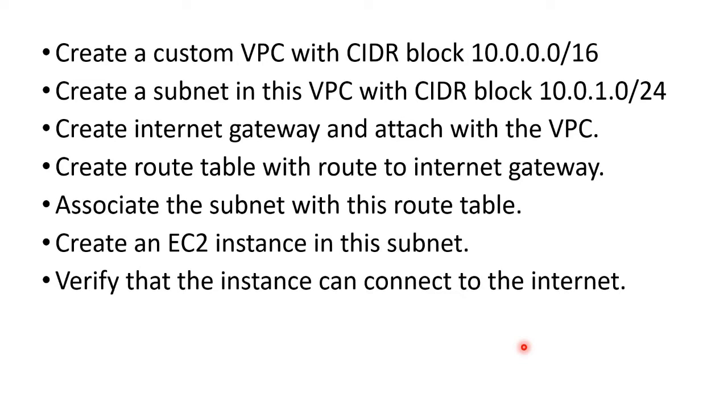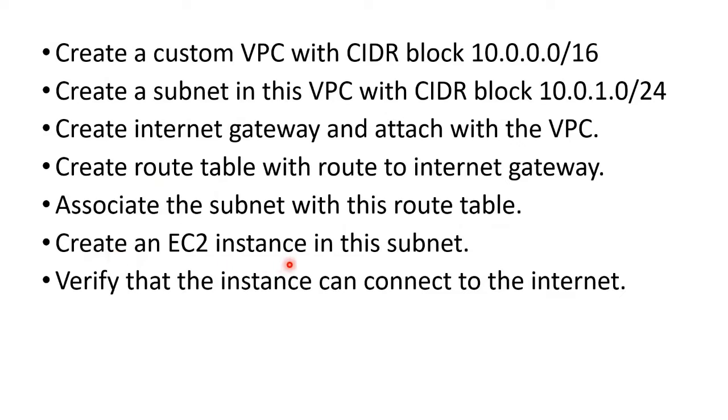Hello everyone, this will be a demo video where we will do the following things. First, we will create a custom VPC with CIDR block 10.0.0.0/16, and then inside the VPC we will create a subnet with this CIDR block, and then we will create an internet gateway and attach it to the VPC that we will create, and we will create a route table with a route to the internet gateway.